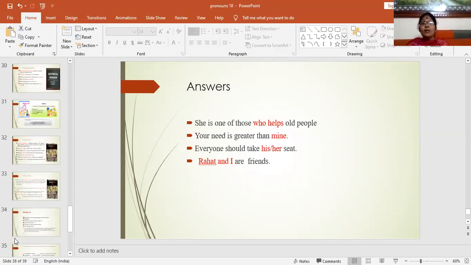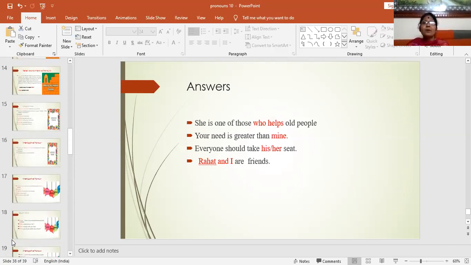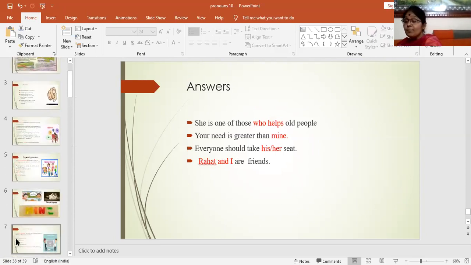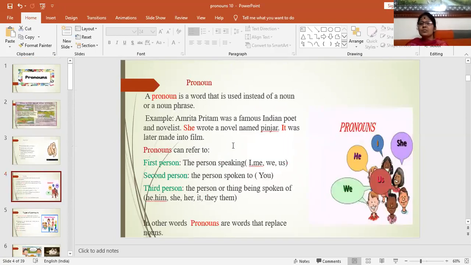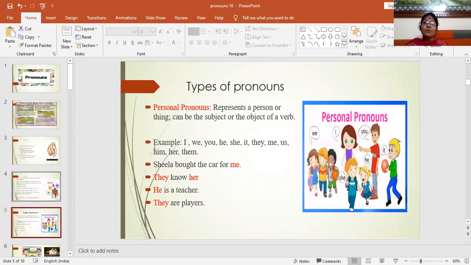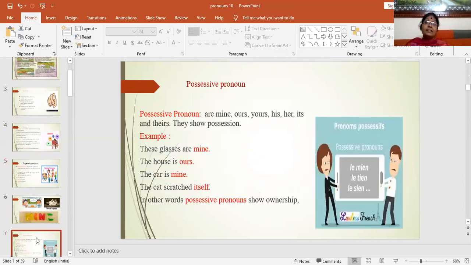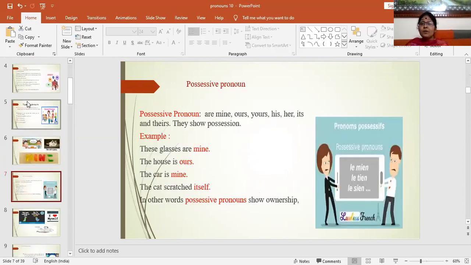So this is all about pronouns. So what is a pronoun? Let us just warm up with this. A pronoun is a word that is used instead of a noun or a noun phrase, right? Now, there are different types of pronouns. Personal pronouns represent a person or thing, and they can be subject or object of the verb, like, Sheila bought the car for me. They know her, right?